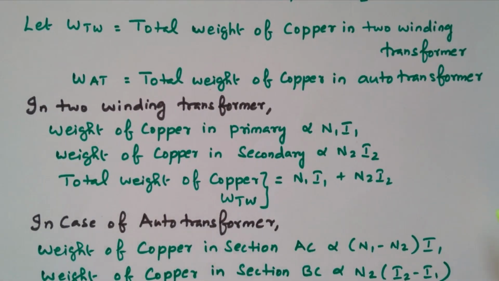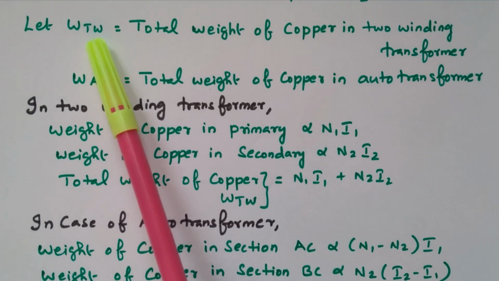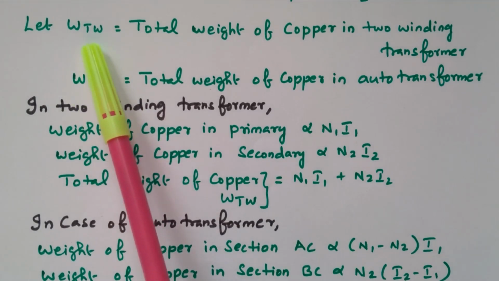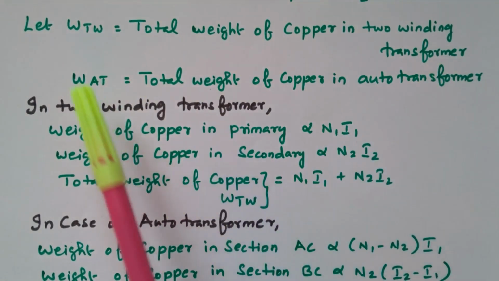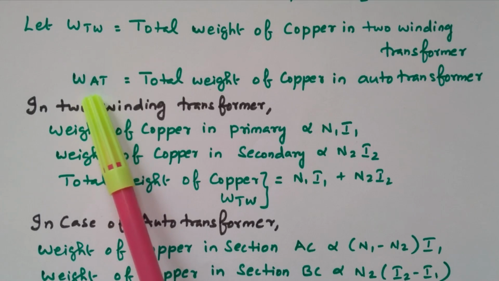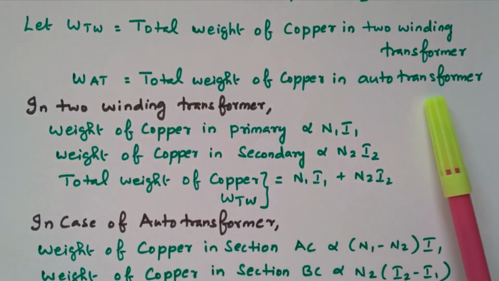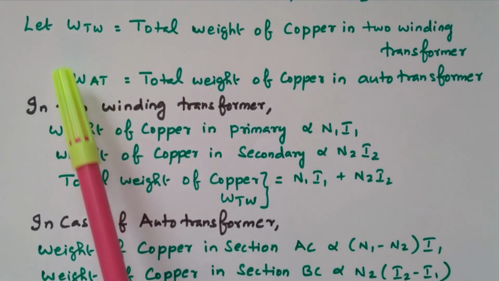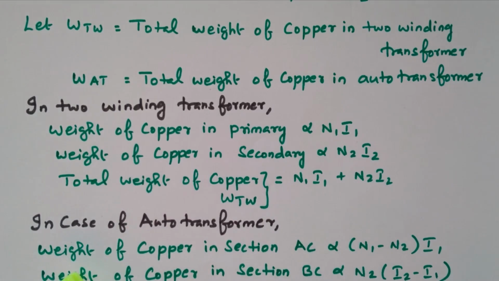Now our aim is to analyze the copper required for the two winding transformer as well as the Autotransformer. Let us consider WTW. TW means two winding. WTW is the weight of the copper in the two winding transformer. WAT is the total weight of copper in the Autotransformer. So now we are going to compare these two. What is the weight of the two winding transformer? What is the weight of the Autotransformer?